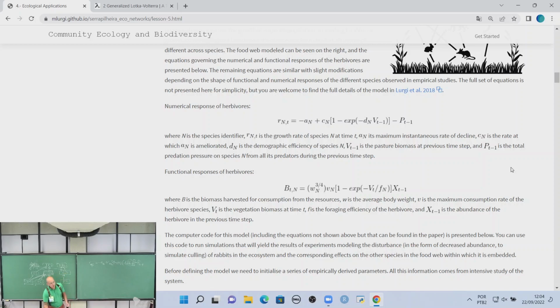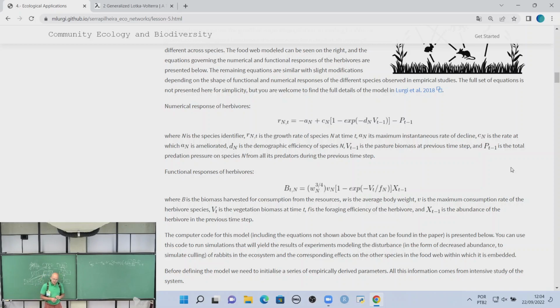This is how you calculate, so you use this rate of increase to calculate the abundance of the species in the next time step. In this particular model, our time steps were quarterly. So we divided a year into four periods, and these events happened for different species within these time periods.